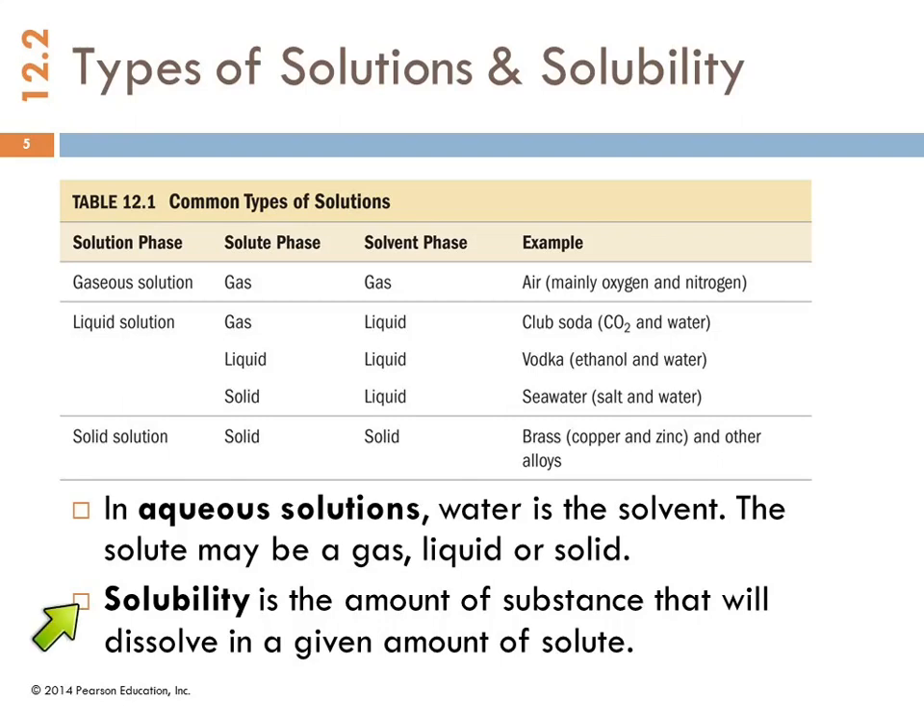When we refer to solubility, we mean the amount of substance that will dissolve in a given amount of solvent. So solubility is actually a more quantitative term. We can put a number on that and say, about 50 grams of this will dissolve in 100 grams of solvent, or something like that.